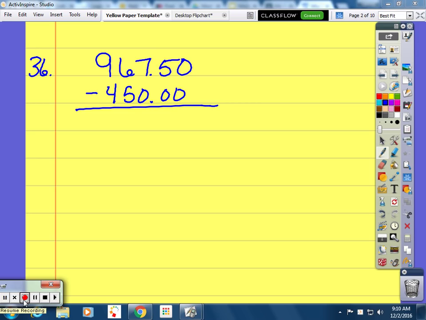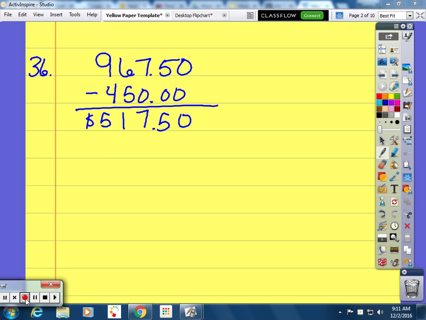So this was the price of the bus. So that means that I have $517.50 to spend on the money for my players. So I've got $517.50 to spend for my players.